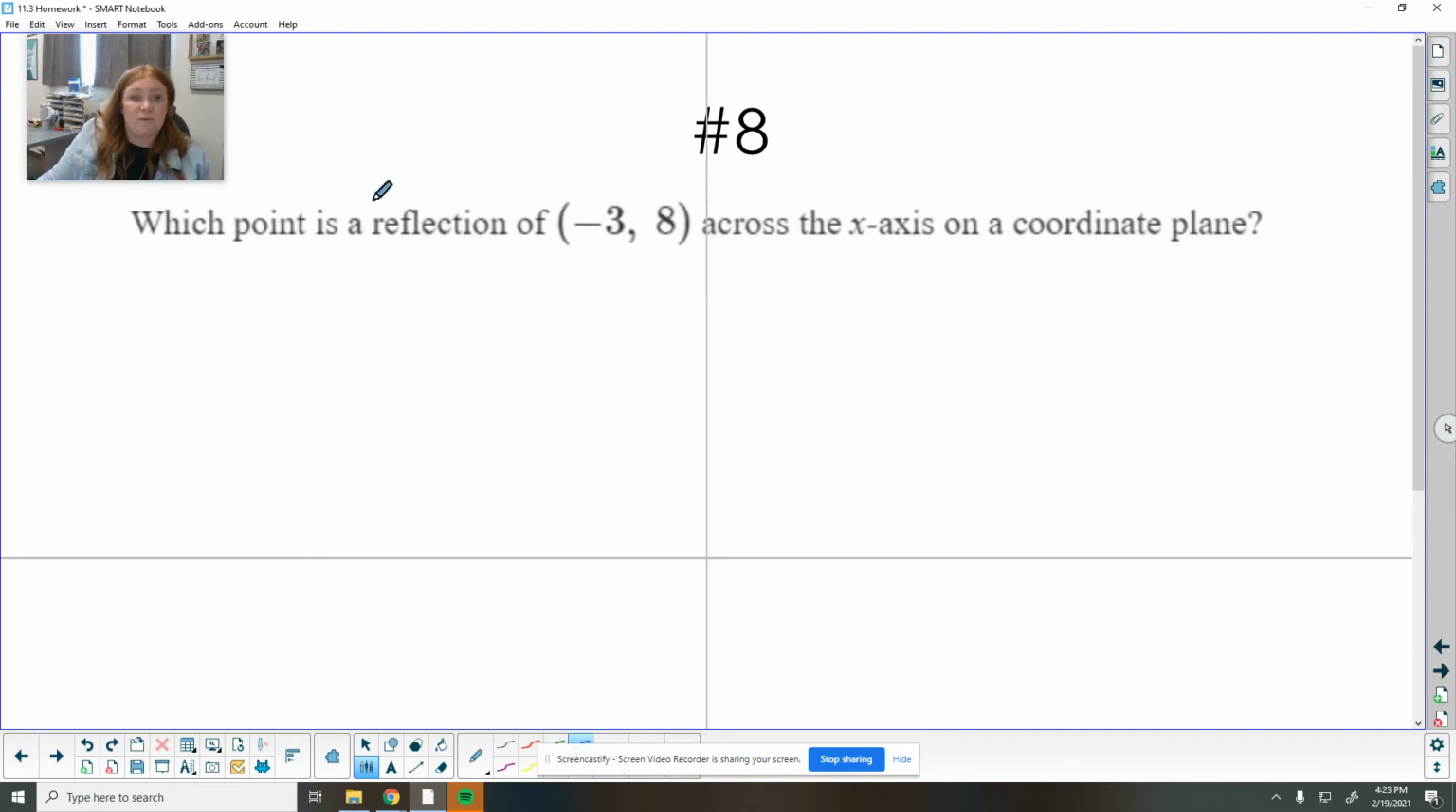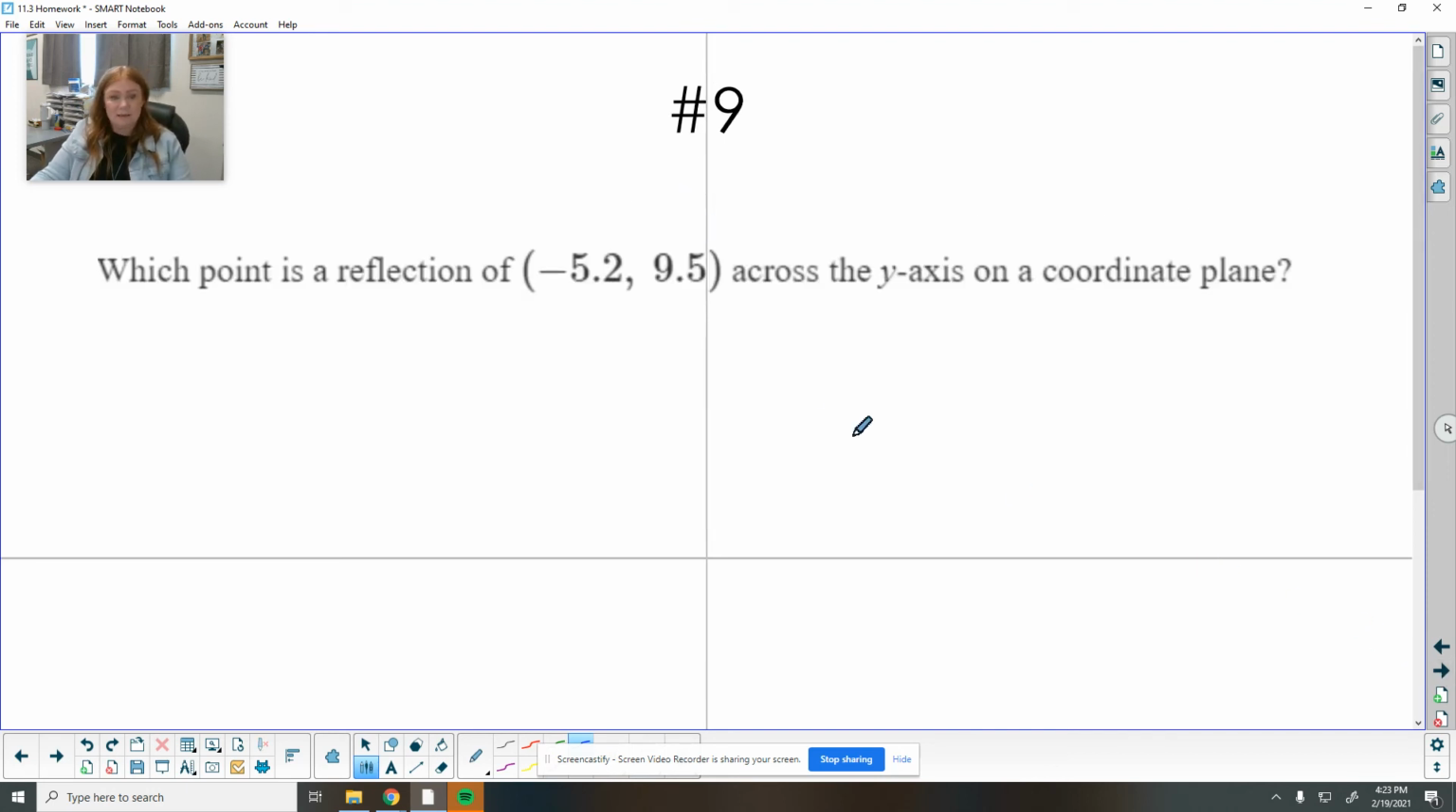Now we're going to reflect across x. So x is -3. Remember, the one we reflect across stays the same, so this one is going to stay the same. And then we want to do the opposite of 8. So think about the opposite of 8.